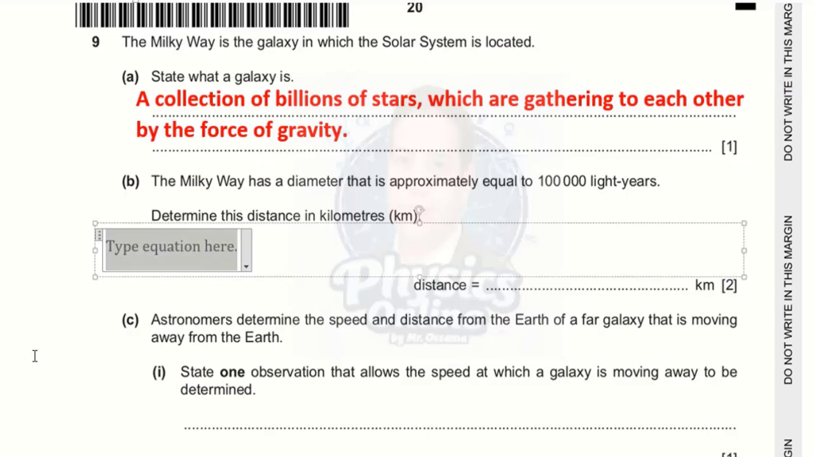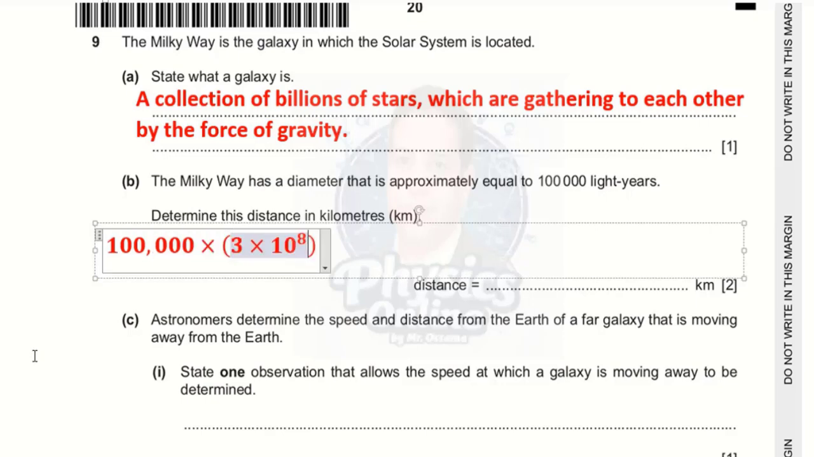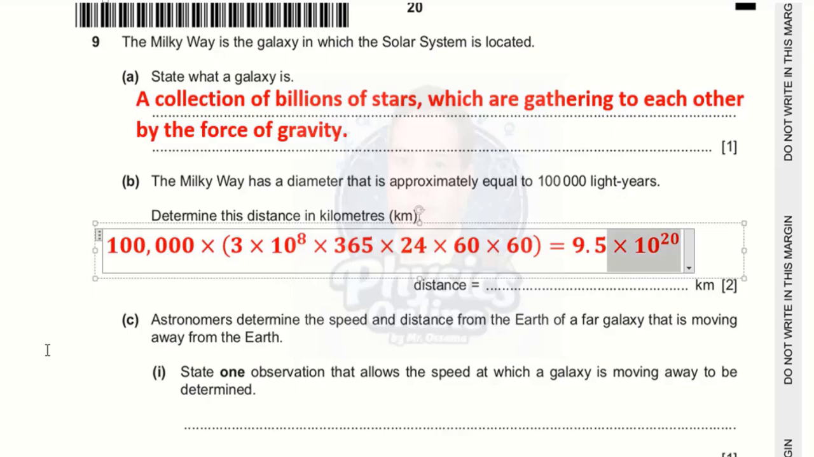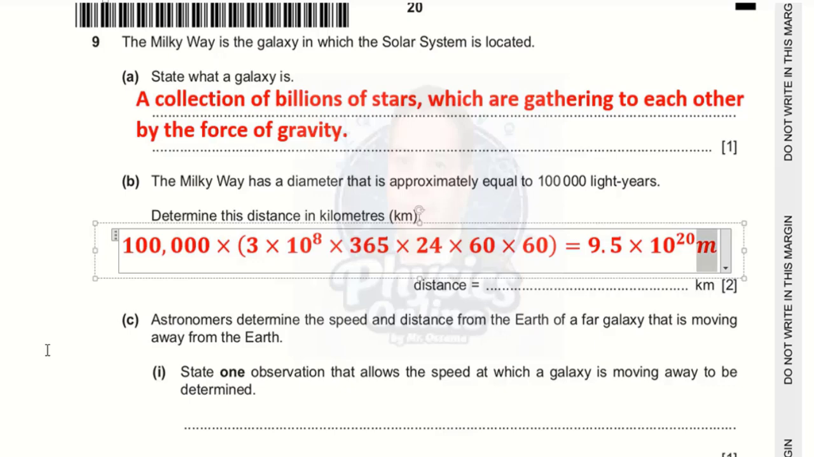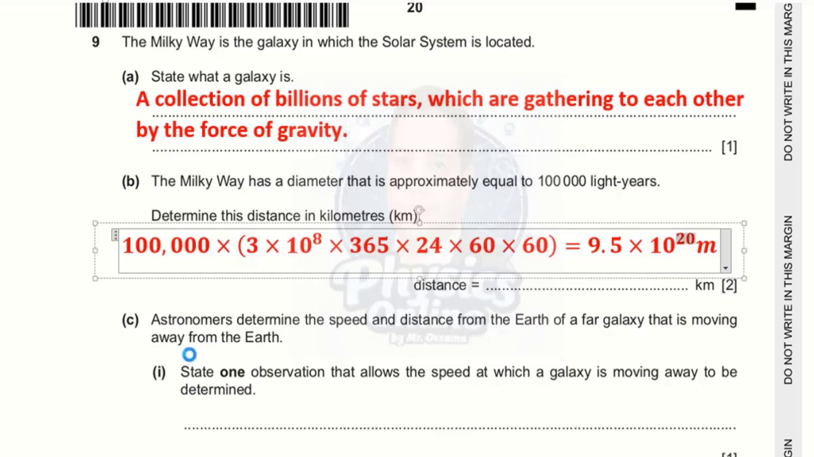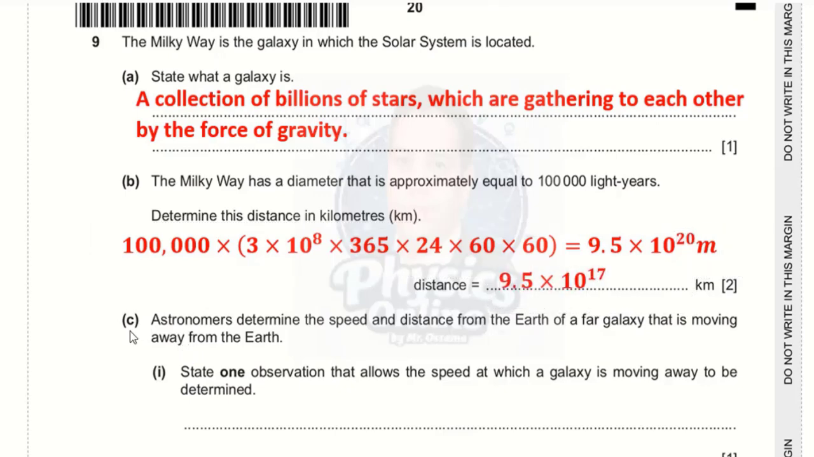Okay, 100,000 times 3 times 10 power 8. This is in 1 second. We need to reach 1 year. So times 365 times 24 times 60 times 60 gives you about 9.5 times 10 power 20 meters. But we need this number in kilometers, so we'll decrease the power by 3. So it becomes 9.5 times 10 power 17 kilometers.